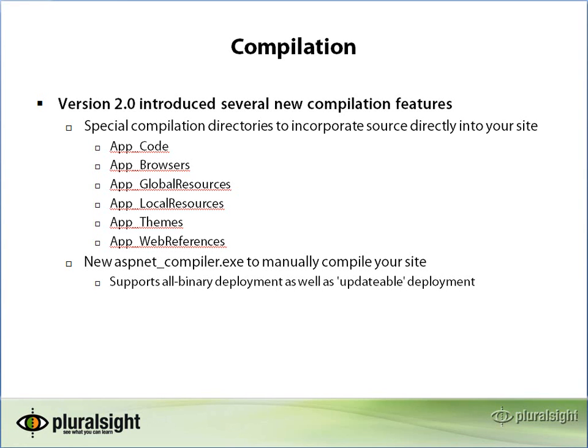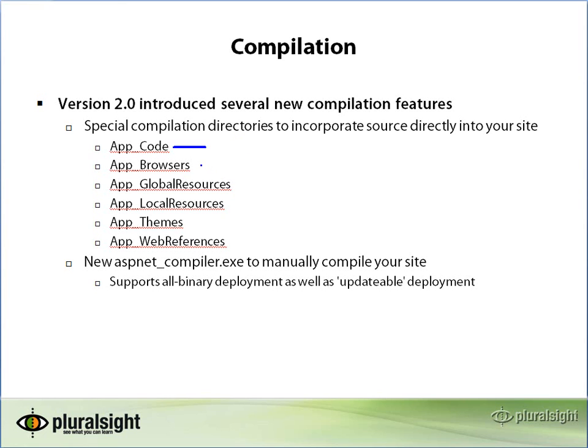One of the other features they added in the 2.0 release of ASP.NET was a suite of specially defined directories. Now, we've already mentioned one of these, the app code directory, which is probably the most common one you'll end up using. And the app code directory is a place to put source code files, which will be automatically compiled as part of the request processing sequence.